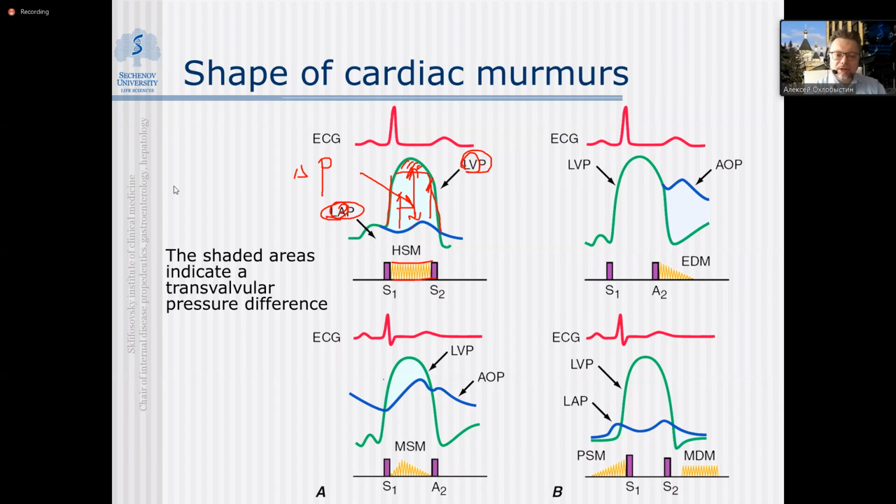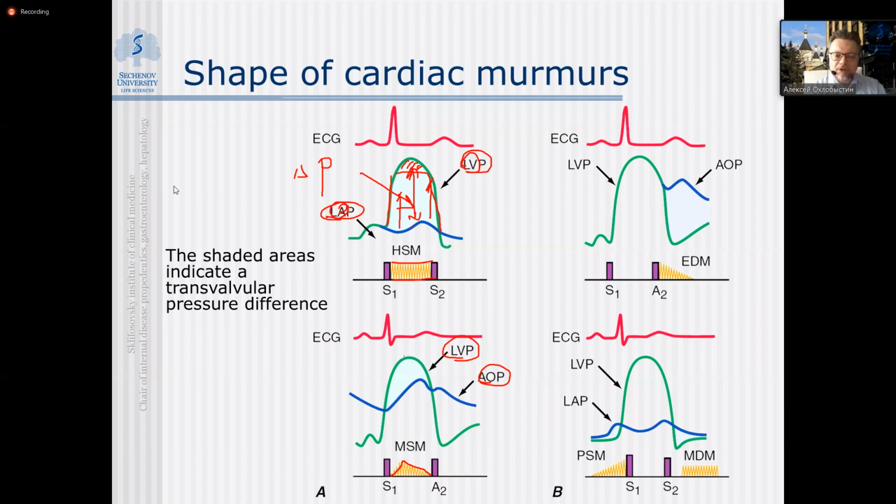Another situation will be in a patient with a diamond-shaped murmur. You can see there is increase and decrease. Now, that murmur may be seen in a patient with aortic stenosis. So that is the pressure in aorta, and that is the pressure in the left ventricle, the green one.